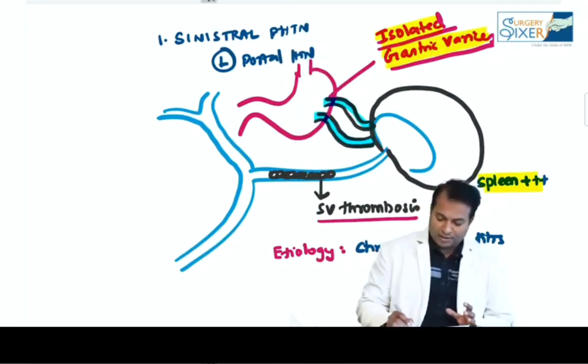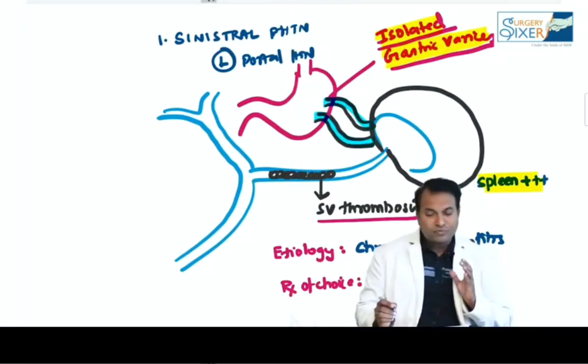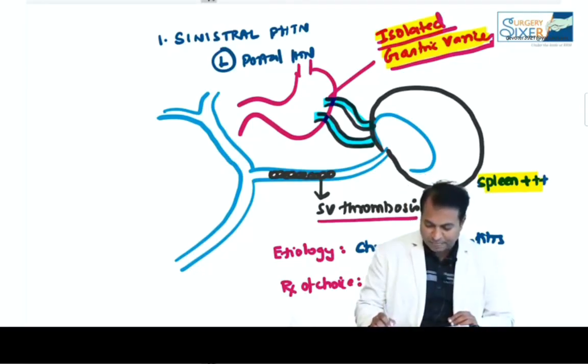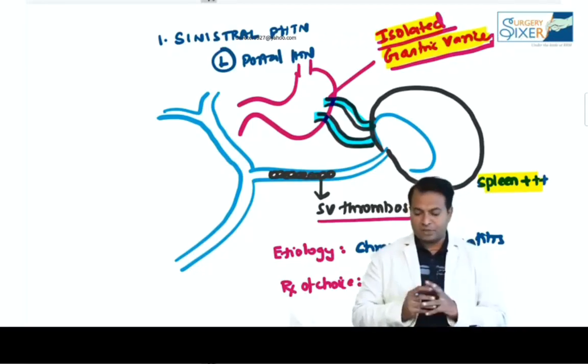So the treatment of choice for this condition is a repeat question. What is the treatment of choice? The treatment is very easy, simple treatment. That is splenectomy is the treatment for this case. Splenectomy is a treatment for this case of sinistral portal hypertension. So splenectomy is the treatment of choice.